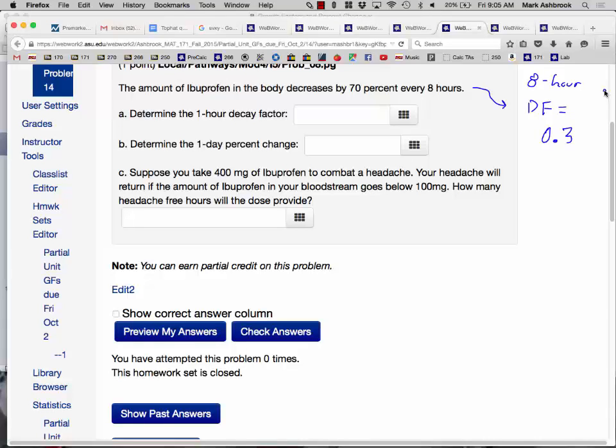And so how do we get the 1-hour decay factor? If we had the 1-hour decay factor and we took it to the 8th power, it would be 0.3, right? If we had the 1-hour growth factor and multiplied it together to advance 8 hours, it would be the same thing as multiplying by 0.3. So that means that B is 0.3 to the 1/8.